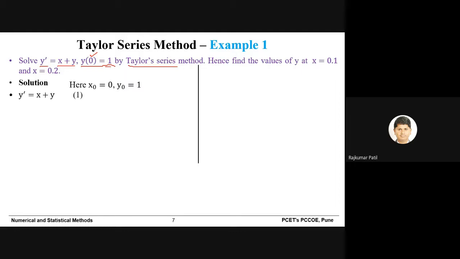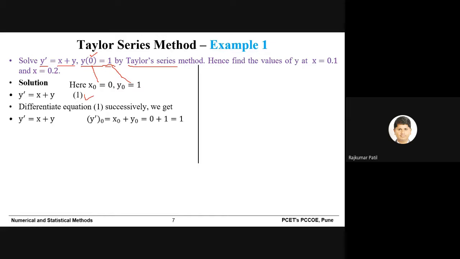Then you can see equation number 1 as y dash equal to x plus y. So we consider this as equation number 1. Then, as I told you, we need to differentiate equation 1 successively, and after getting that new equation, put the initial values of x naught and y naught and calculate its value.